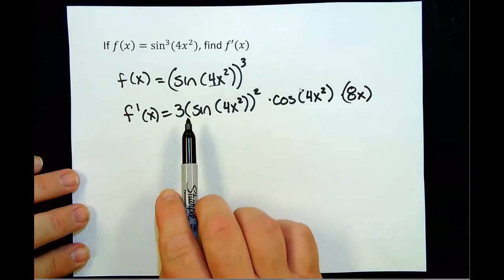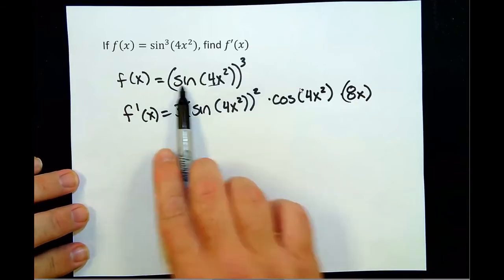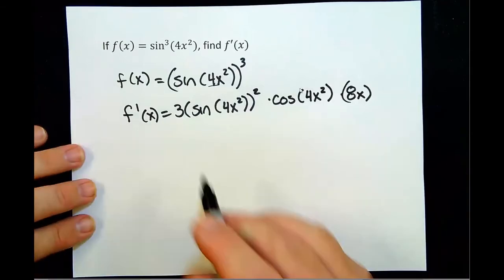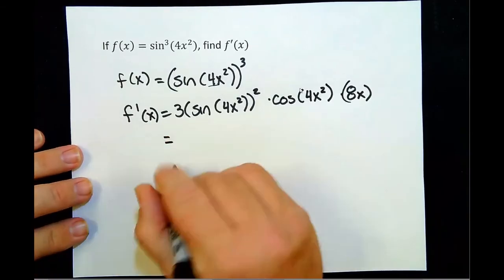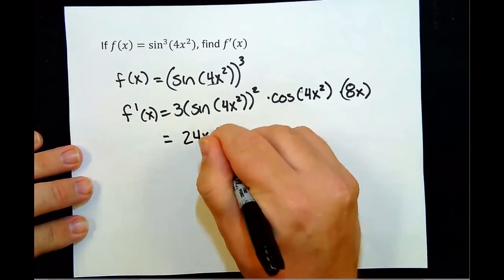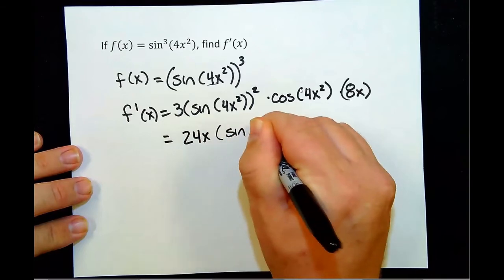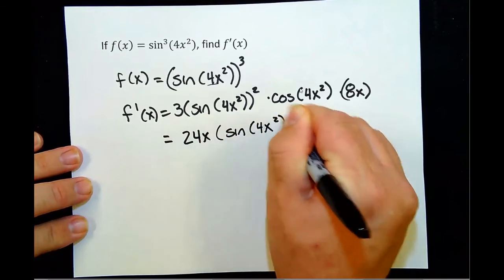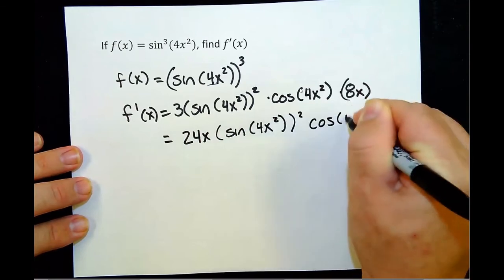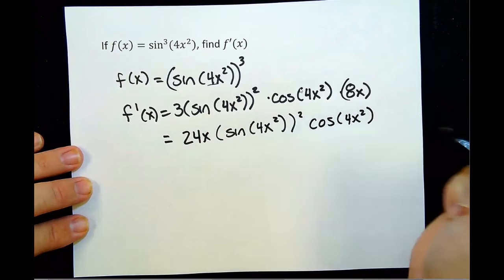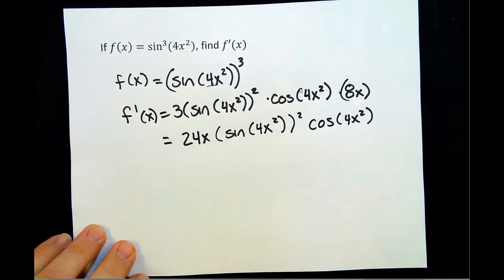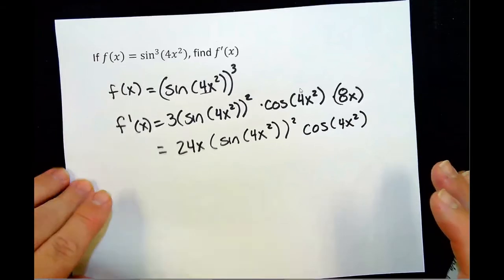So I did the derivative of the cube, the derivative of the sine, the derivative of the 4x squared. You just keep working your way in like those nesting dolls. So 24x sine of 4x squared cosine 4x squared. All right, so that's the basics of chain rule.